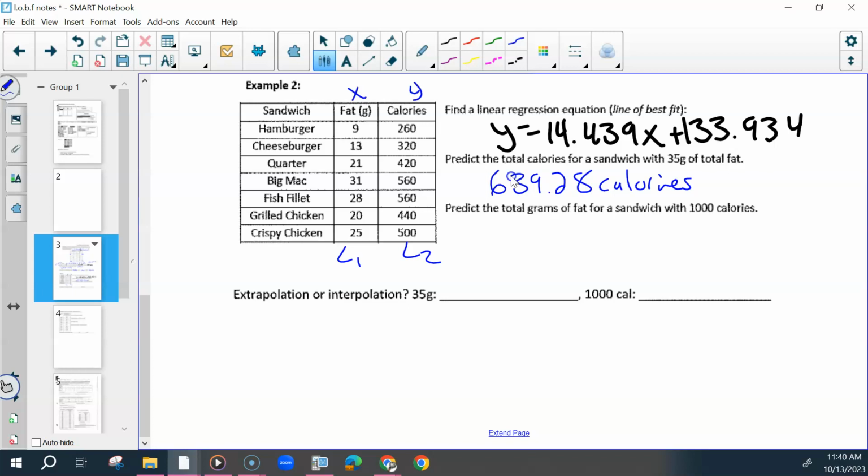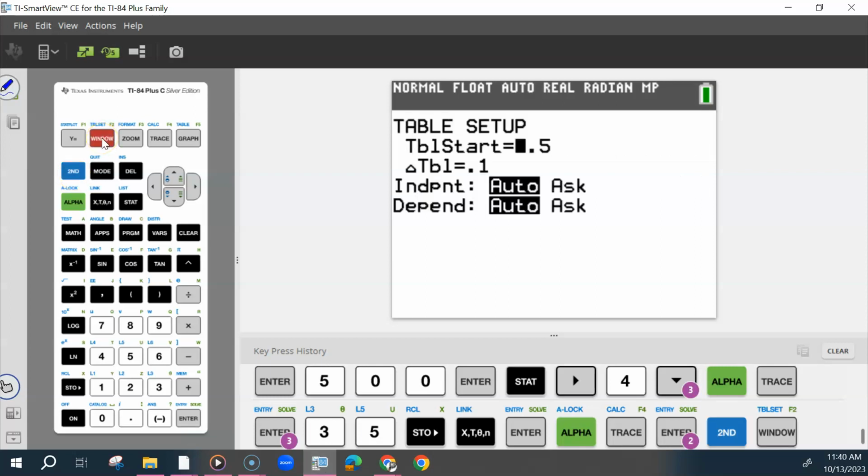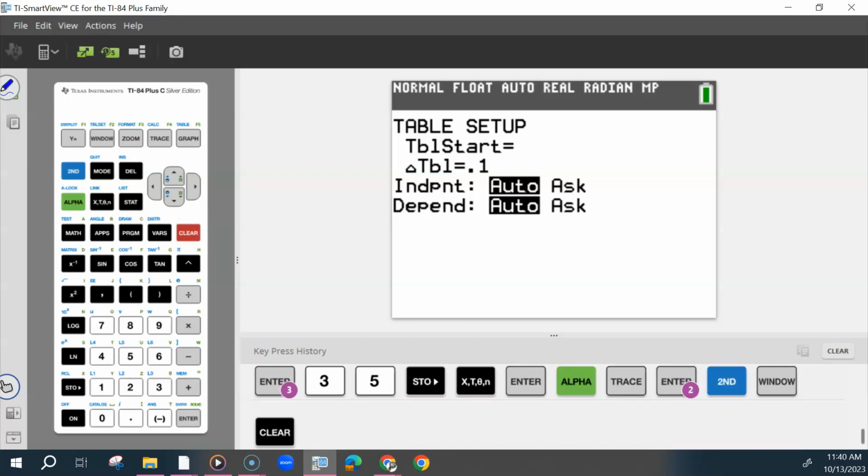For the second one, we have to predict the total grams of fat for a sandwich with 1,000 calories. So now it's opposite. Now we have a y and we're trying to find x. So this one we can go into the table. Oh, except we have to change our table back. So I'm going to go into second window. Everyone has to do this if they were changing this. Change this back to 0. And change this back to 1. Because if you don't do this, it's going to take you forever to get to 1,000. Okay. Then you can look at your table, second graph.